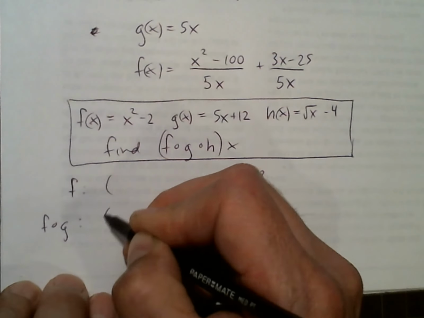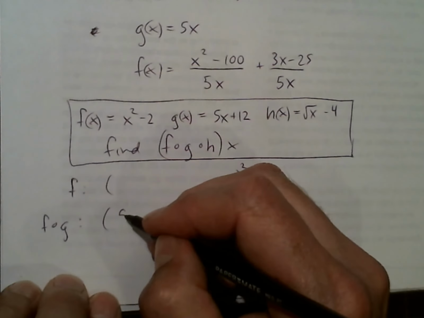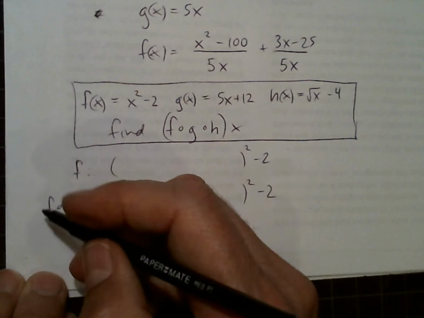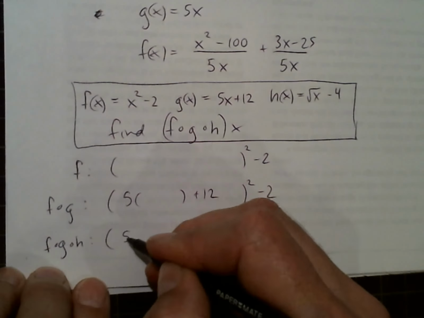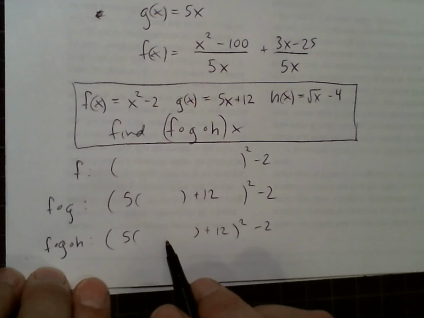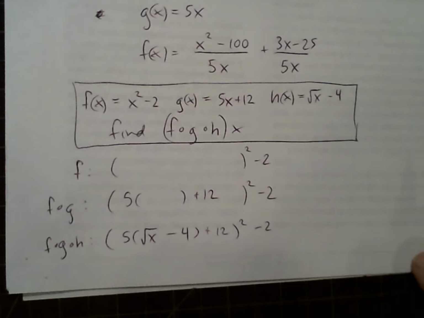So in this space, we're going to put g, and that's 5 times something plus 12, and then f of g of h. 5 times something plus 12 squared, and in there we're going to put h, and I'm just going to leave it like that. We're not going to expand it.